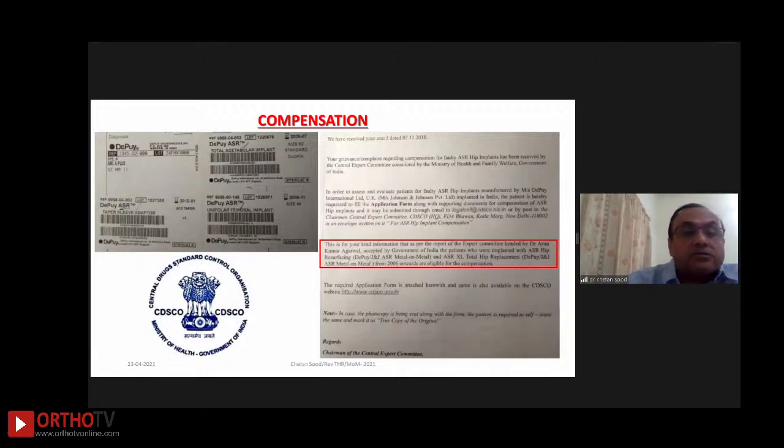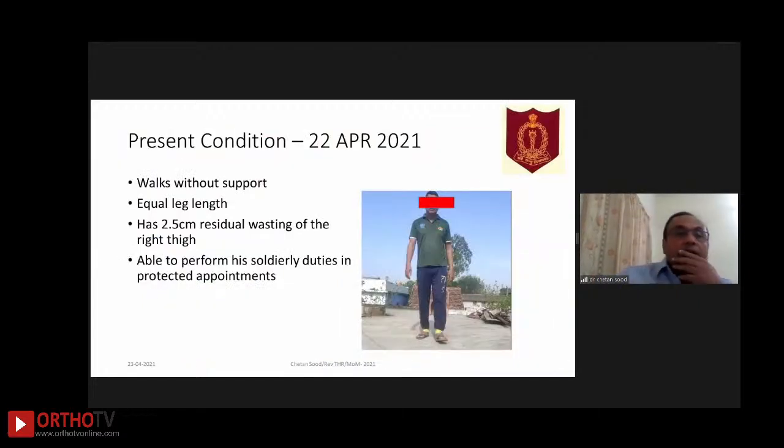Firstly, there was no mix and match of the implants. It was a DePuy thing. Secondly, he had all the records with him. We had all the records, which I retrieved from him. Thirdly, it was less than 15 years. He was just short of 15 years, 2 years short. After 15 years, he would not have got a penny. He's well compensated now.